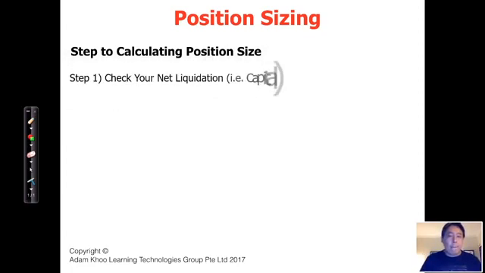Step number 1 is to check your net liquidation. Whatever broker you're using, once you log in, you can look at your net liquidation, or the amount of capital that you have to trade. For example, say you've got $10,000. You open an account, you fund it with $10,000, that's your net liquidation. Now you'll eventually go up, or you may go down first before going up.